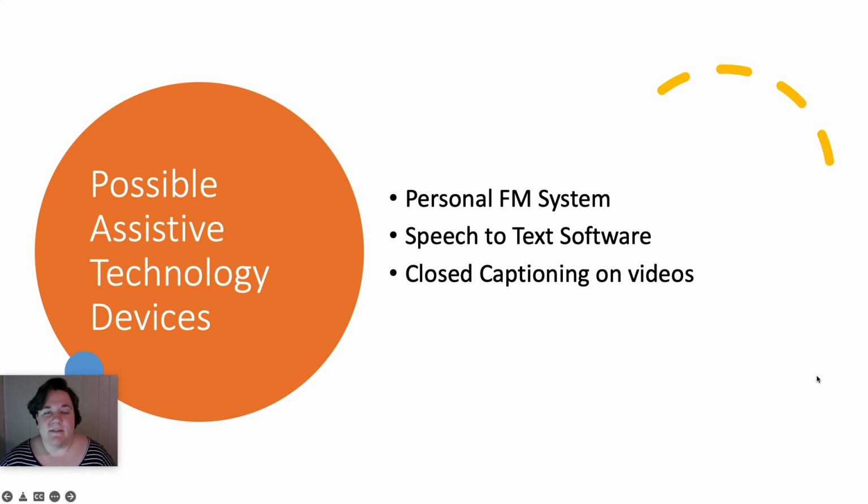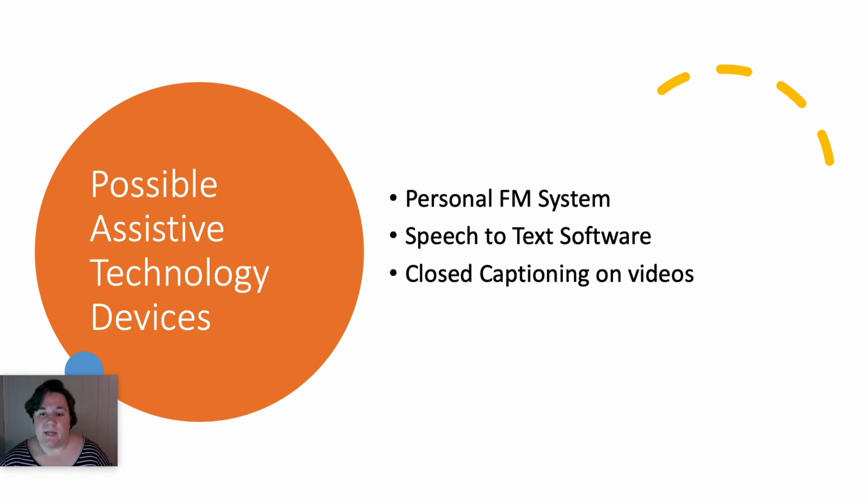For possible assistive technology devices, these are only a few of the devices available to hearing impaired students. One is a personal FM system. What this does is help a student hear better. The teacher is wearing a device or a microphone where the microphone takes the teacher's voice and sends the information through FM radio waves directly to a small receiver that is worn by the hearing impaired student. That way they're getting the information everybody else is getting.